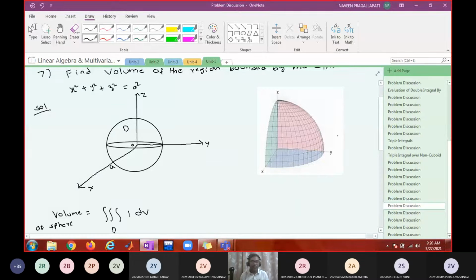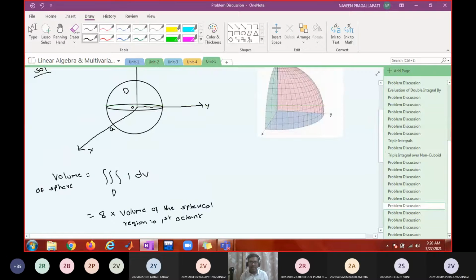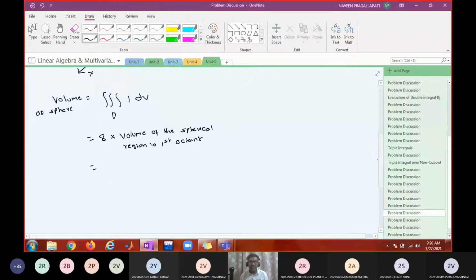So I'm going to find out volume of this region. Let me call this D star. This is D, this is D star. D star is the volume that is there in the first octant. So this is 8 times triple integral 1 dz dy dx. I will take the order dz dy dx.